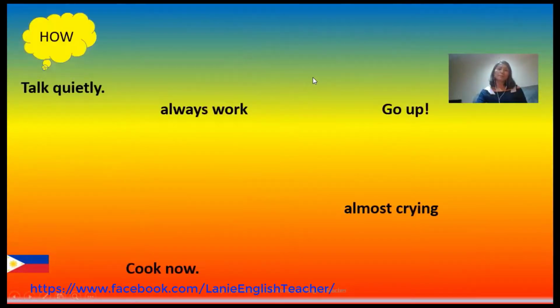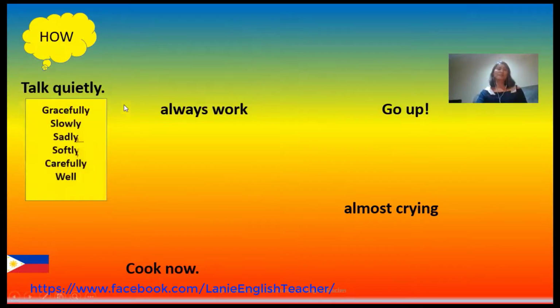Okay. Now, adverb also tells how something happens, like talk quietly. How do you talk? Quietly. So can you think of another adverbs that tell how the action happens or how something happens? So these are some of the examples: gracefully, slowly, sadly, softly, carefully, and well.